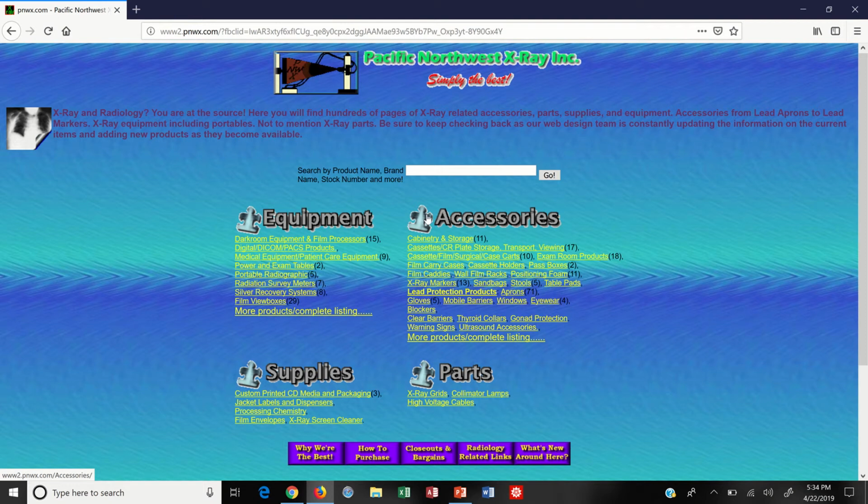Well, I like the colors and think it's for x-rays and equipment, because there's equipment, accessories, supplies, parts, and it says Pacific Northwest X-rays. Yeah. Is that all? I mean, I think it's other than just x-rays, because under accessories, it also says gloves, aprons, eyewear. So I think it's stuff that has to do with x-rays, but then also other equipment that you would need for x-rays. Okay.